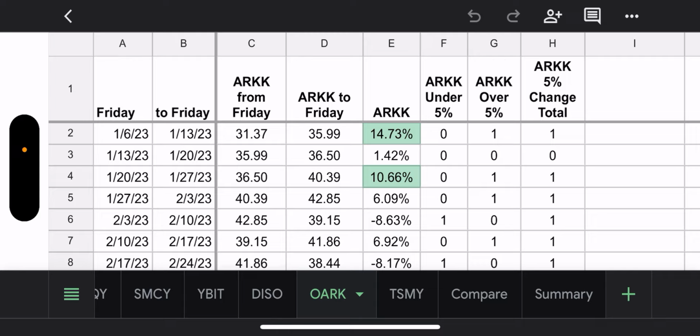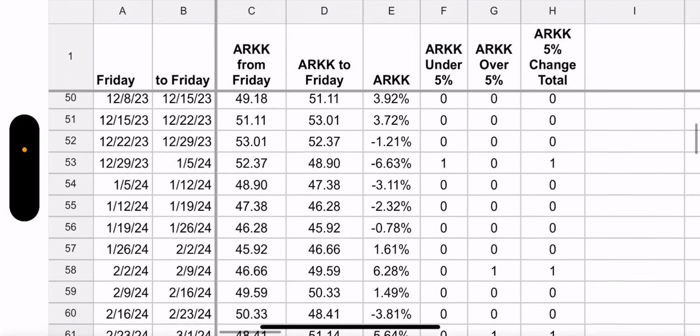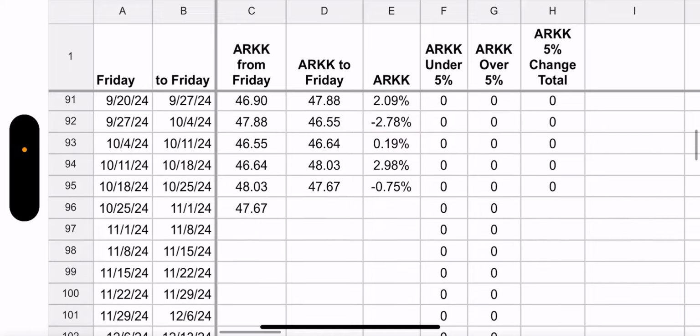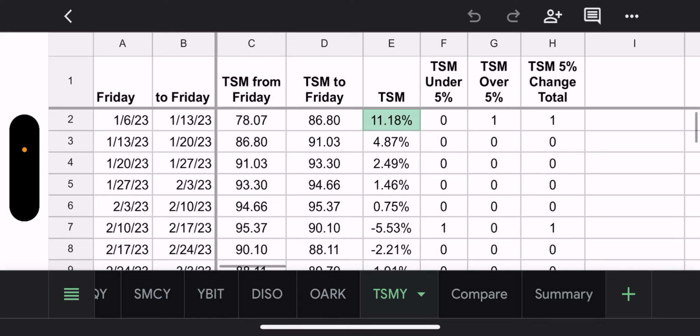It has not performed well, but neither has Tesla, right? So here's OARK. Their underlying is ARK, A-R-K-K. Up 14, up 10, down 10, up 11, up 18. So nothing too crazy, another 10 right there. So, you know, I expected much worse.